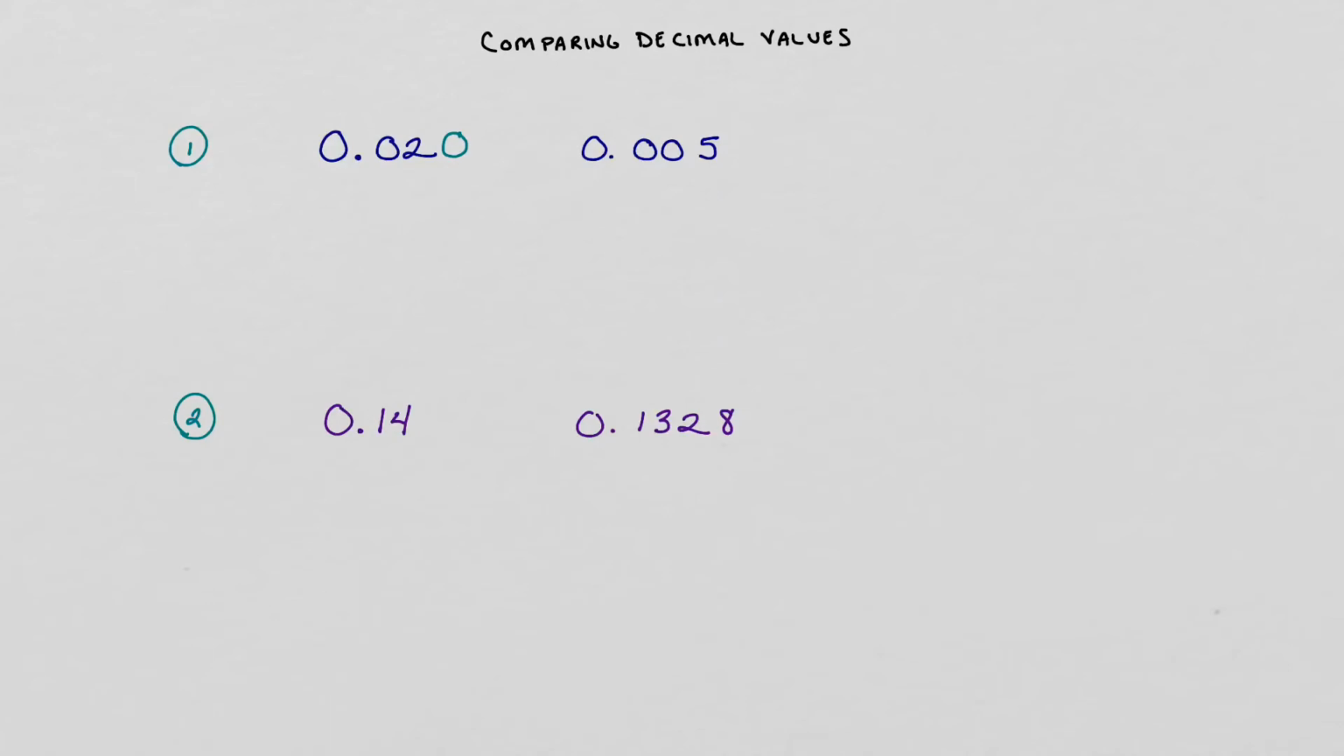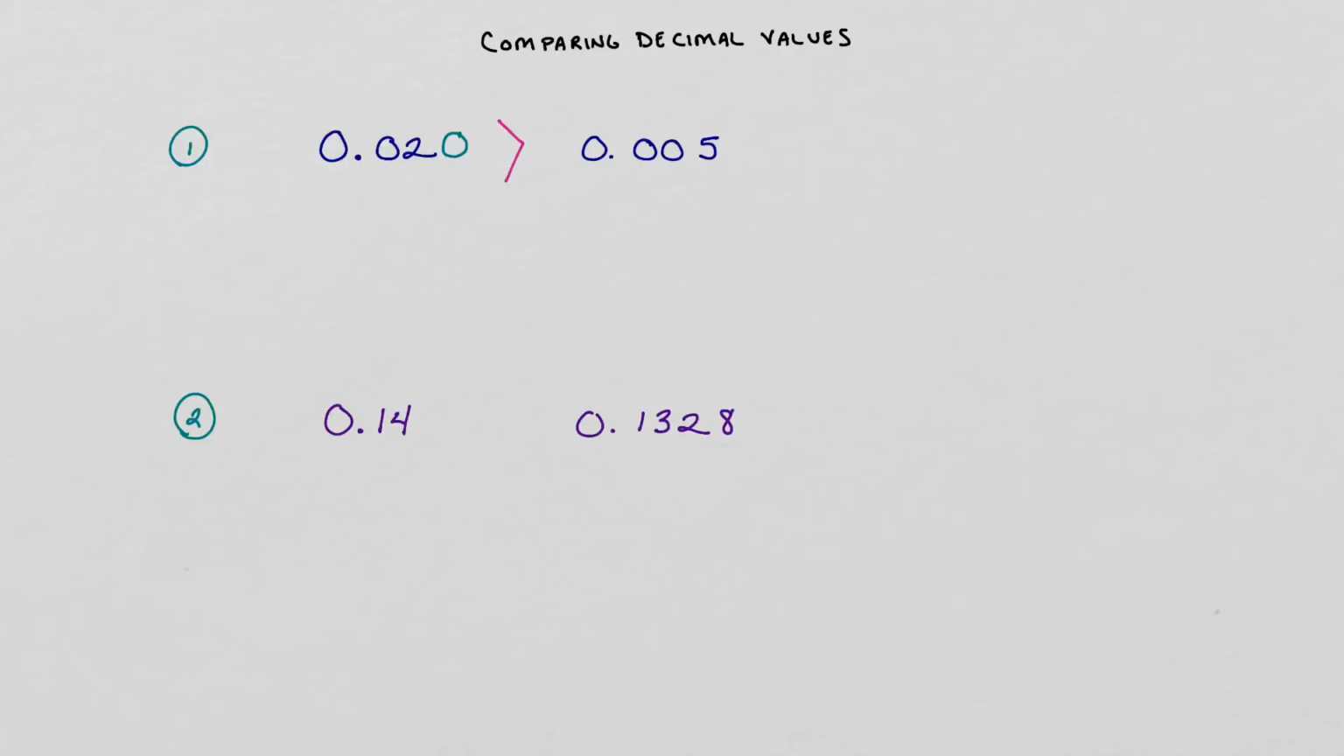Instead of reading that as 2 hundredths, we can read this now as 20 thousandths, because the 0 that we've put in there is in the thousandths place. So we would read that until we get to the last digit. So we have 20 thousandths compared to 5 thousandths. That tells me that 20 thousandths is greater than just 5 thousandths.